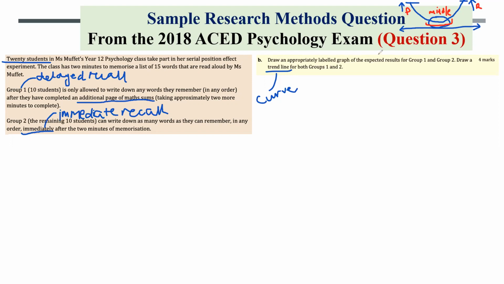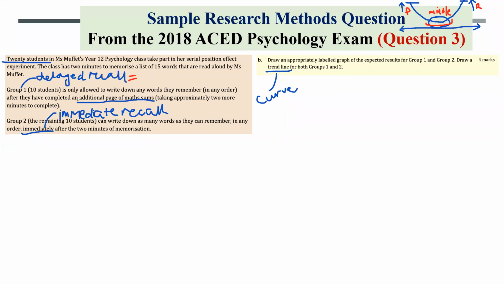So when it says draw a trend line for both groups 1 and 2, it's indicating you draw a curve for group 1. Now group 1, because they've got delayed recall, does anyone remember what kind of effect is eliminated when we have a delayed recall condition? When you did the alphabet task in class for 30 seconds, which effect was eliminated? Was it the primacy effect or the recency effect? Recency. Yeah, the recency effect was eliminated.